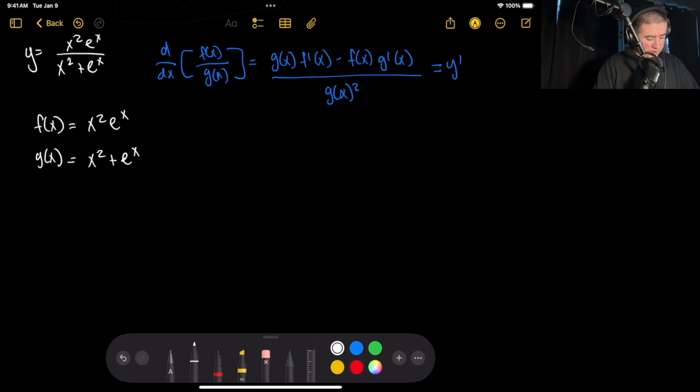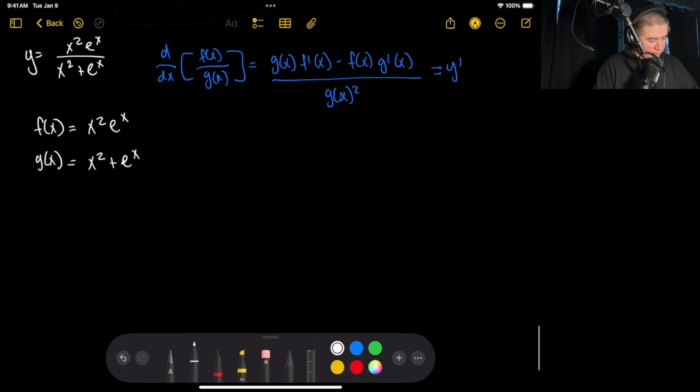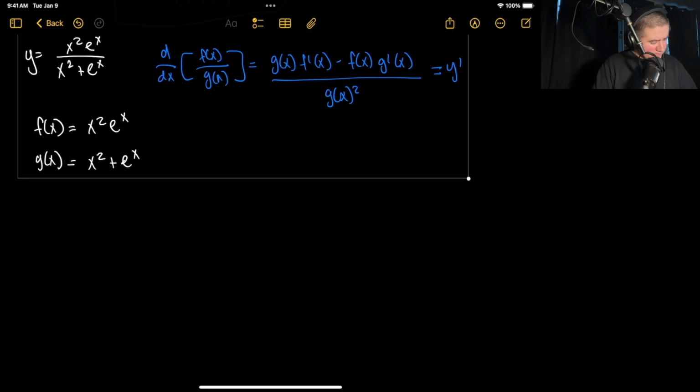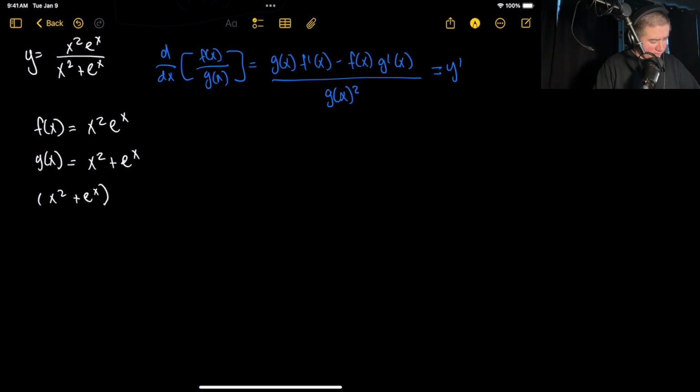Okay, so now all we have to do is substitute these into our rule. I don't know if I'm going to have space, so let's just write it down below here. We're going to have g of x first, so it's going to be x squared plus e to the power of x. Now let's write down the f prime of x. So we have x squared times e to the x, prime, minus the same f of x, x squared times e to the power of x.